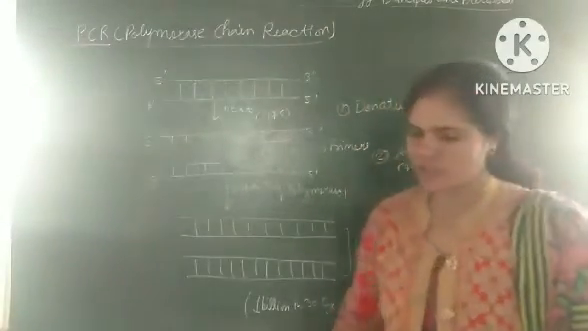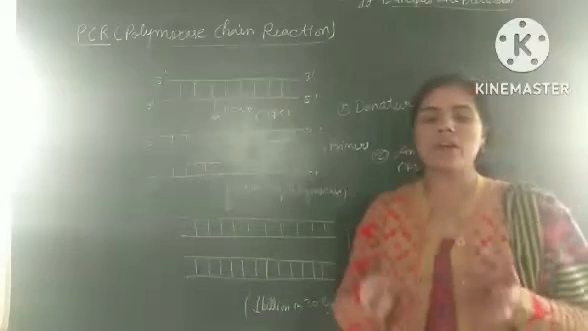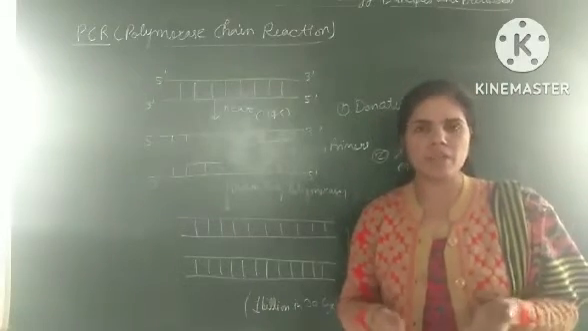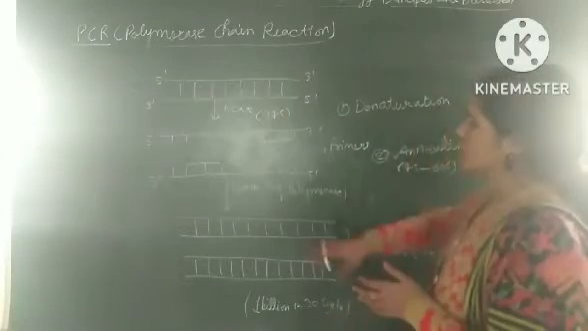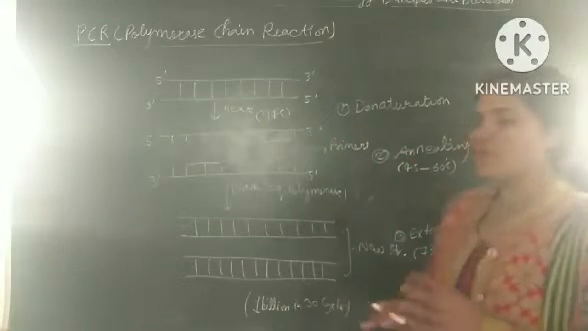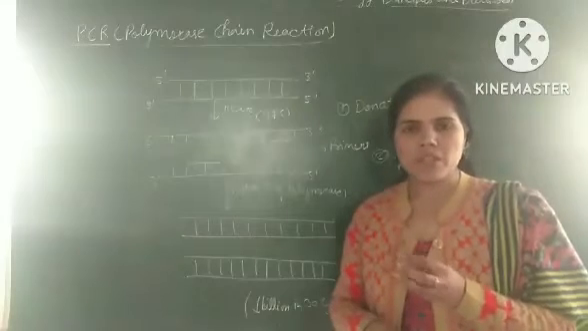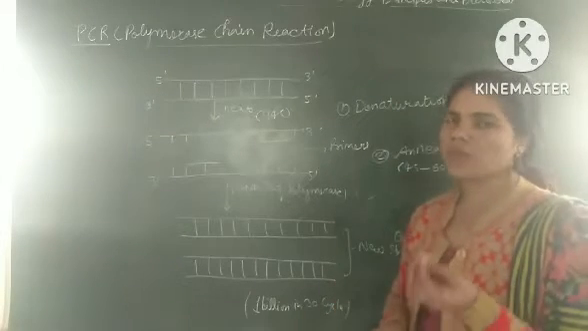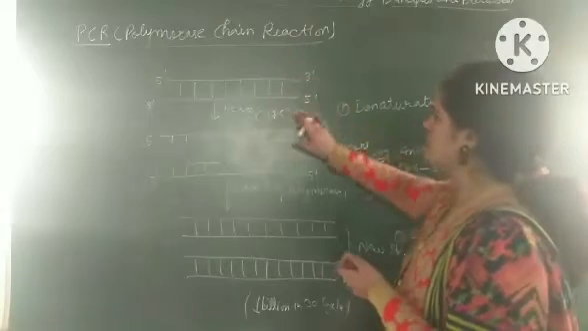PCR, polymerase chain reaction. This is the technique to amplify a DNA sequence or DNA fragment into many copies. It has three steps: denaturation, annealing, and extension. So we use different temperatures and a unique DNA polymerase enzyme. The first step is denaturation.